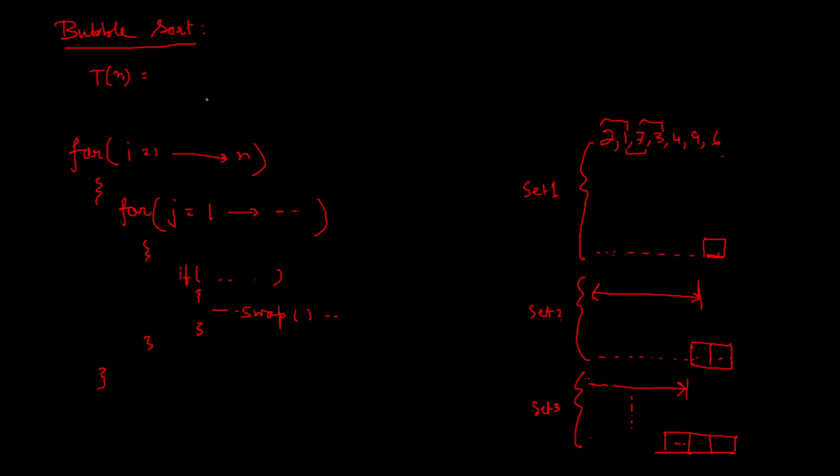So in this case also we are considering the worst case in the case of bubble sort. The worst case means somehow this condition is always true.